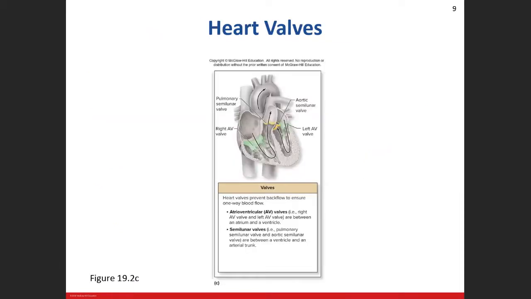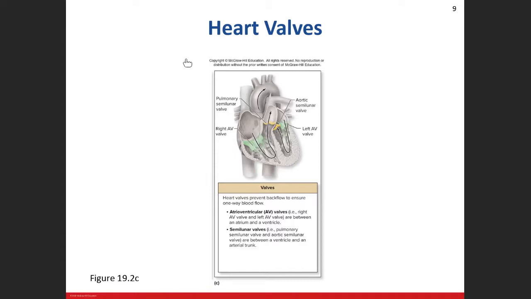So here you can see the heart valves. In between, here's one atrium, here's the ventricle. So in between the atria and the ventricles, we call those the AV valves or atrioventricular. Here is our right atrioventricular valve. It is a tricuspid. And then over here on the left side, we have our bicuspid, mitral, or the left atrioventricular valve. And then the valves in between the great vessels and the ventricles, here's the pulmonary semilunar valve. And then over here, you can barely see it, here's the aortic semilunar valve.